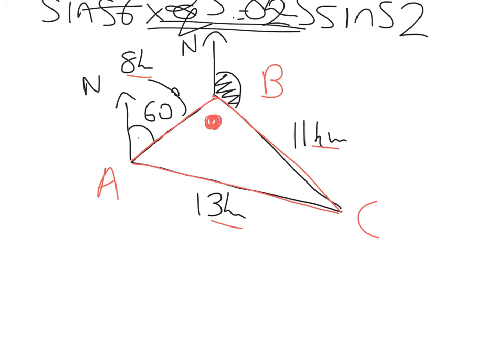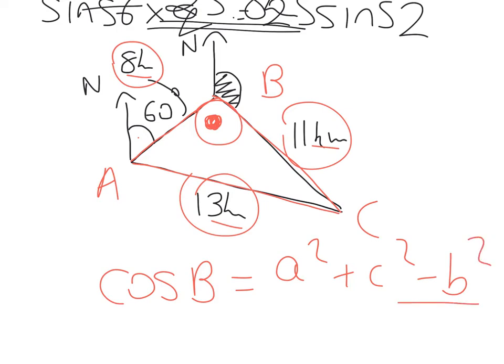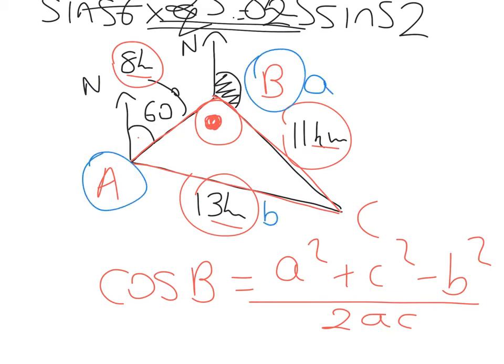Well, I don't actually need to do any work in terms of finding extra information out, because I've got enough already. I've got three sides, I'm looking for an angle, and that's cosine rule for an angle. So cos of B is equal to a squared plus c squared minus b squared over 2ac. So that'll be small a opposite big A, that's small b, and that is small c. So I'll then substitute this information in.